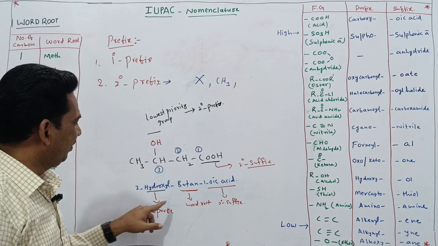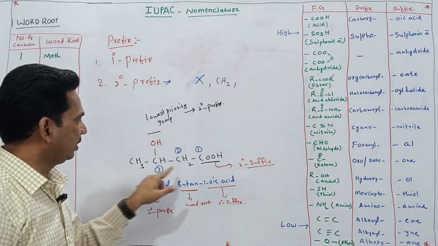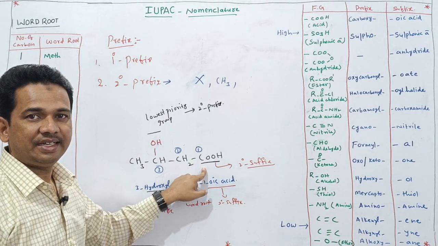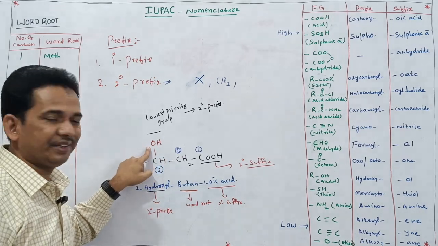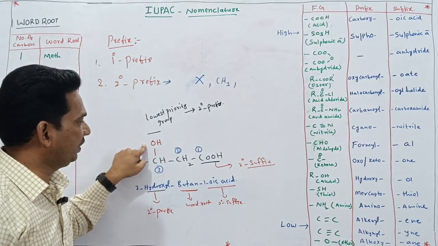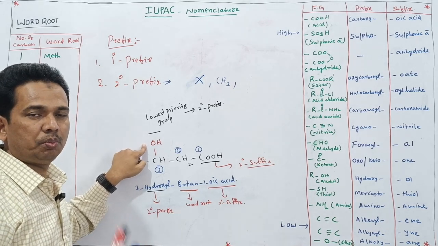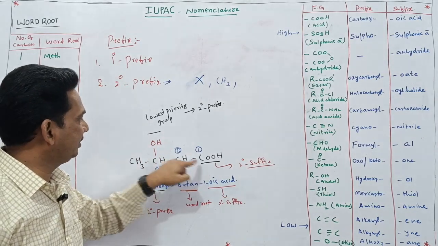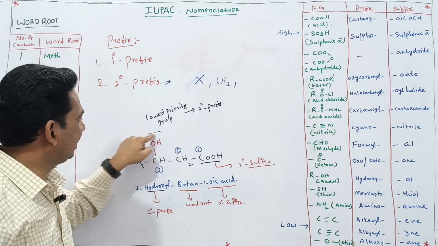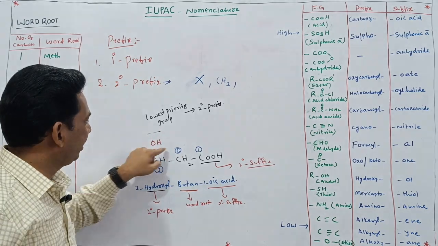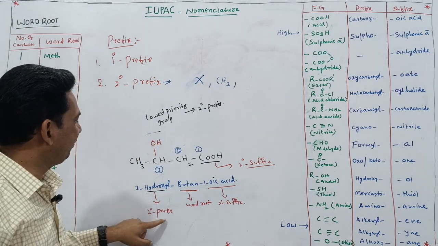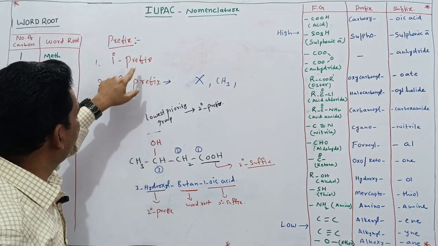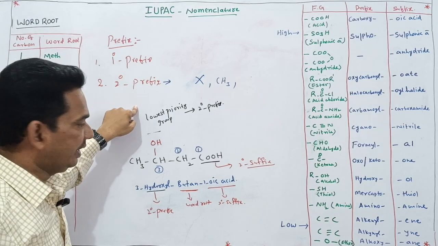The secondary prefix is not part of the compound, not part of this chain. We write it as a substituent. Not only hydroxy, you can take any halogen, chloro, bromo, iodo, anything. All of them are lower priority than the acid group. That's why we mention the lowest priority group as the secondary prefix. This is about the primary prefix as well as the secondary prefix.